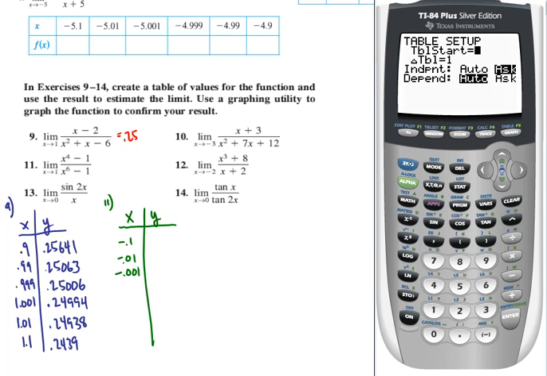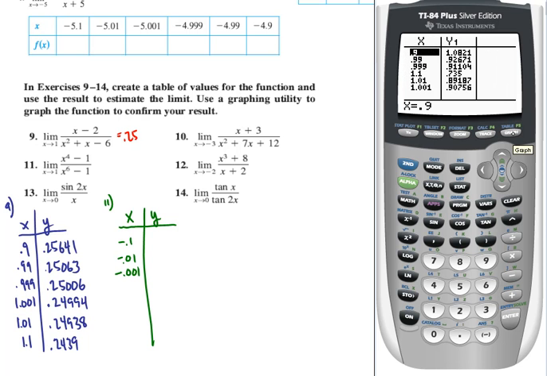We check the table set. We go to table. And we're ready to put in values on top of the other values that are there. And we start with negative 0.1, negative 0.01, negative 0.001. And we have the values 1.9867, 1.999, and 2. Once again, just to put the cursor on top of 2, we see that it's not exactly 2, but it's 1.9 with 5 nines there. So the calculator will round it to 2.